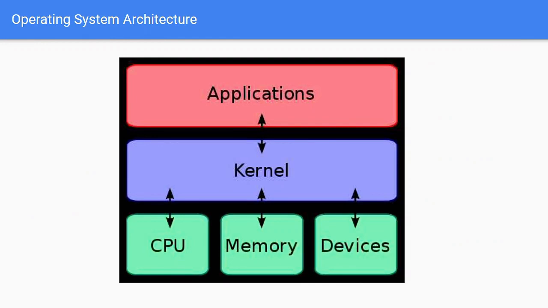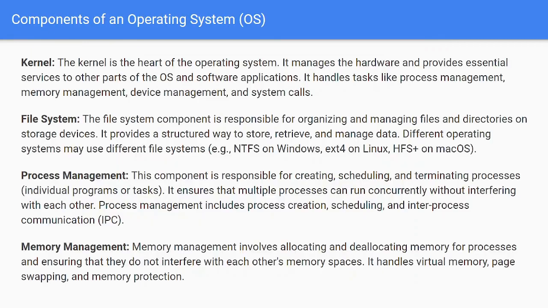Alright, so this is more like a diagram. We have the CPU, the memory, the devices, and we have the kernel, and then we have the applications. So this is an operating system architecture. So what are the components of the operating system? We talked about the OS, the OS, the OS. So what are the things that you can see and know that okay, this is a component of the OS? Number one, we have the kernel.